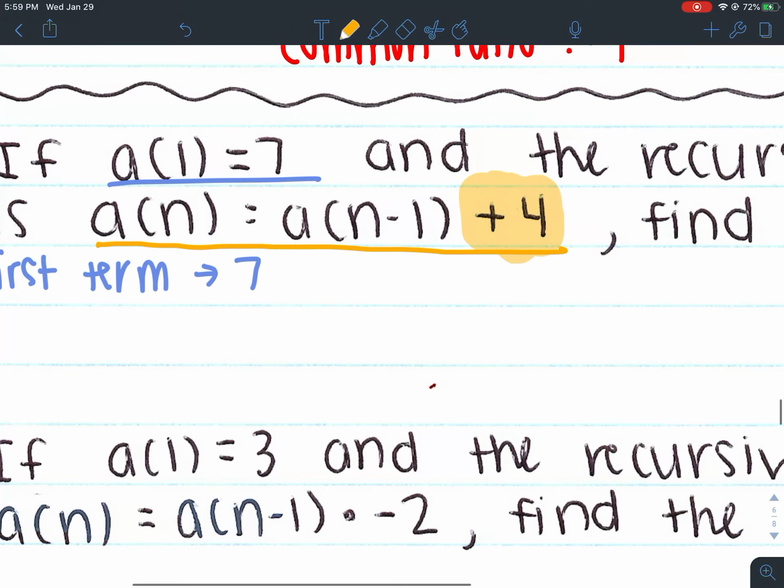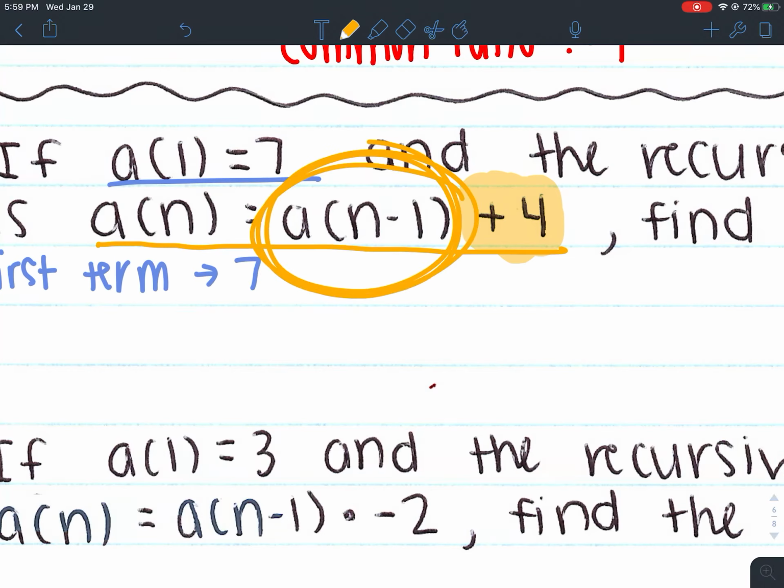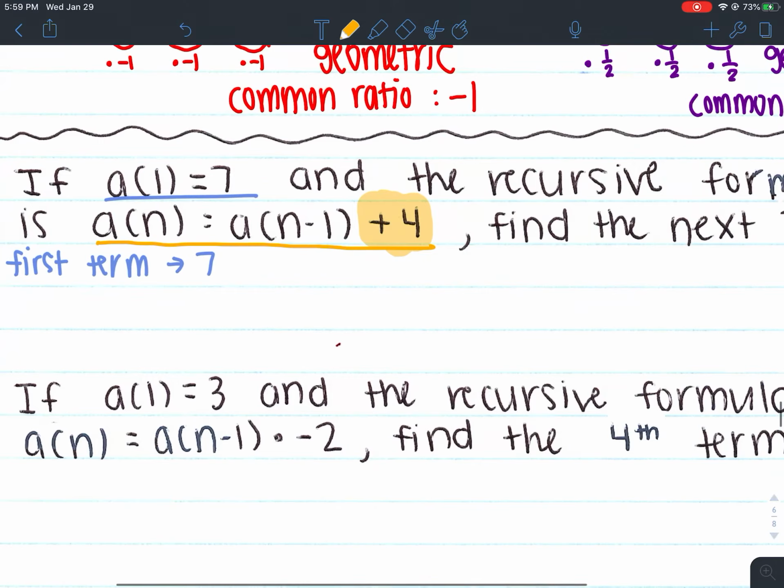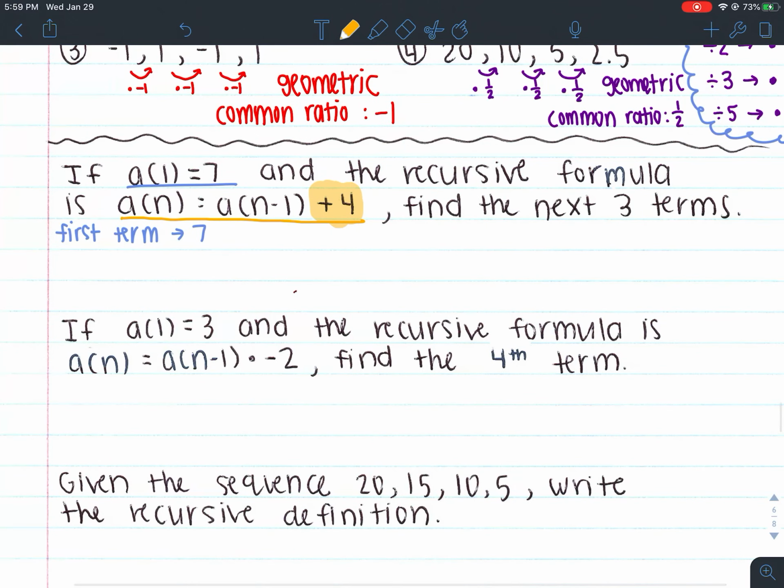And you're like, I don't understand what this formula even means. Remember, this is the previous term. So if I take the previous term and I add 4 to it, I'll get the next term, okay? So let's try this out. It's going to take some getting used to. It's much easier than it looks, okay?